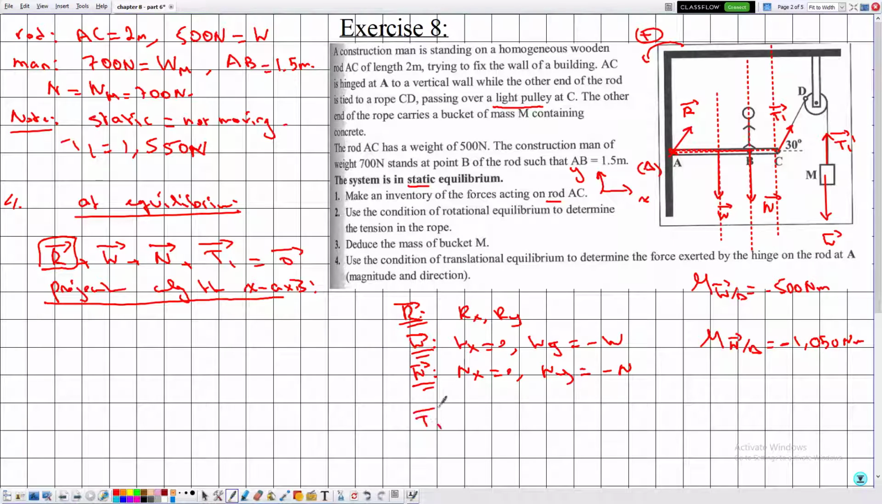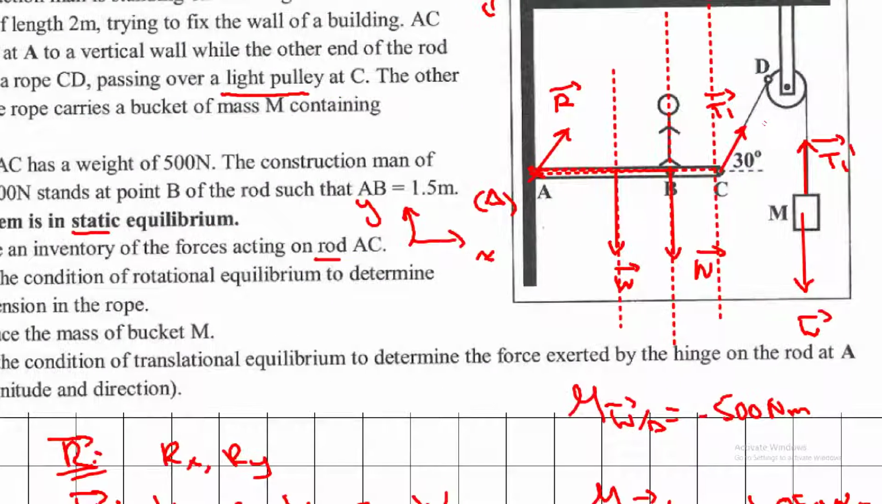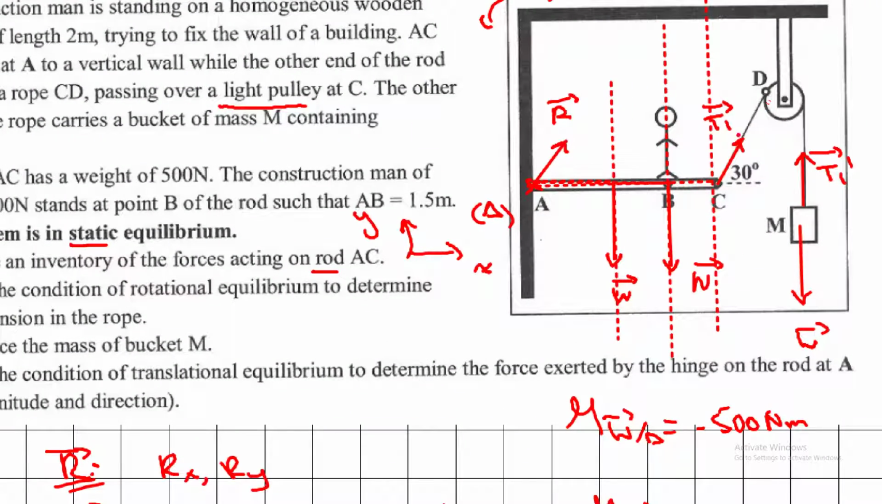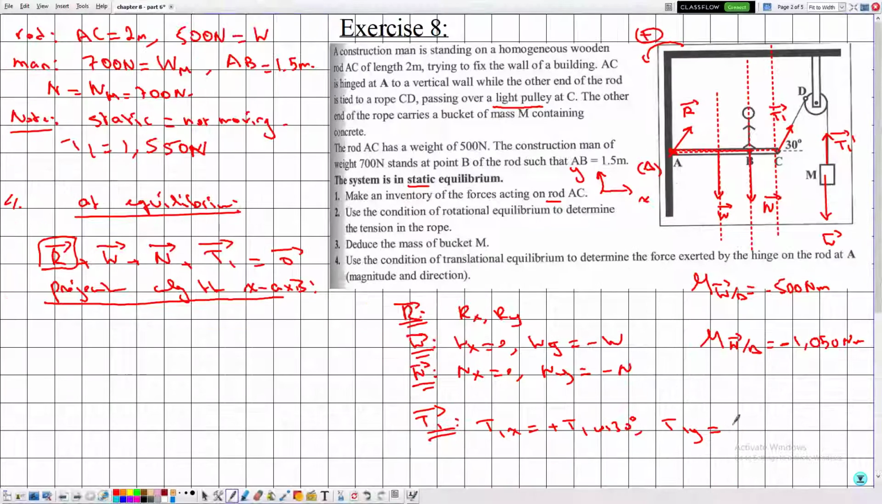We have the tension T1. T1x, it is acting in the positive direction, so it's plus T1 multiplied by cosine 30. As for the y direction, it will be T1y. So it is acting along the positive direction, so plus T1 multiplied by the cosine 60. So now we drop down the vector quantity. Each vector quantity will carry the label x. So this is Rx plus Wx plus Nx plus T1x is equal to 0.